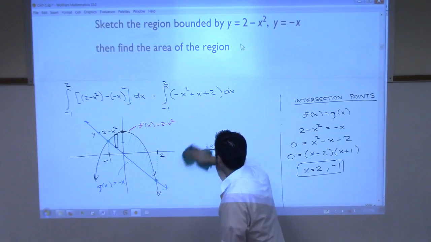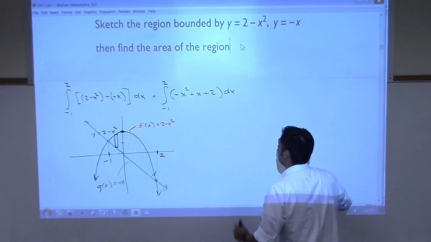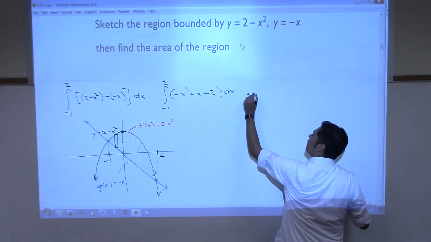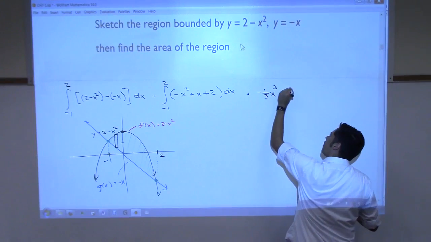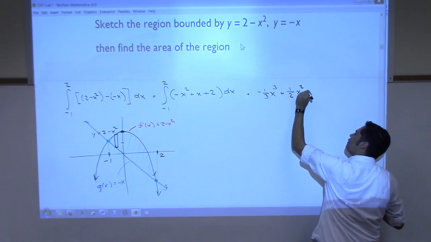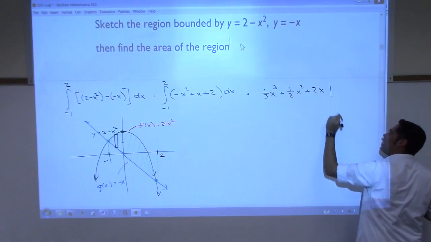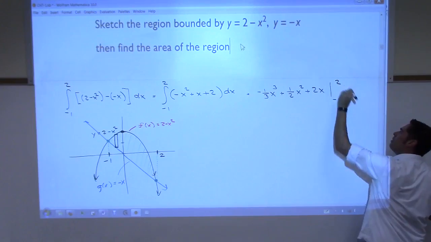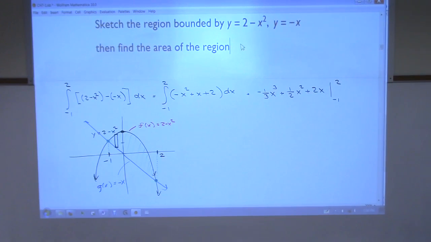So I'm going to continue that work right in here. I take the antiderivative. I get -1/3 x cubed plus 1/2 x squared plus 2x. And then I bring in that little evaluation bar, -1 to 2. You agree with the antiderivative?